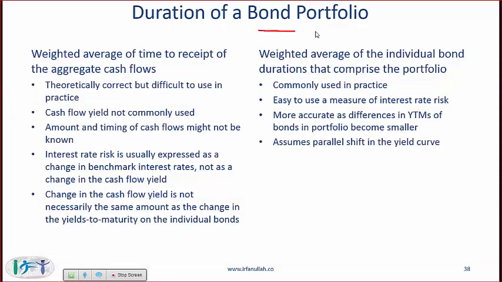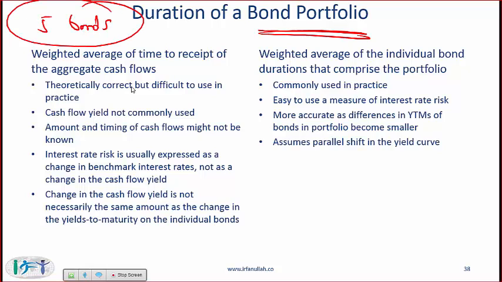How do you come up with the duration of a bond portfolio? So you have a portfolio with, let's say, 5 bonds. Okay, so this is your portfolio. Either you can take the weighted average of time to receipt of the aggregate cash flows. So look at all the cash flows, and if you go back to the Macaulay definition, you can do this, take the weighted average of time to receipt, and these are the points that you can read.